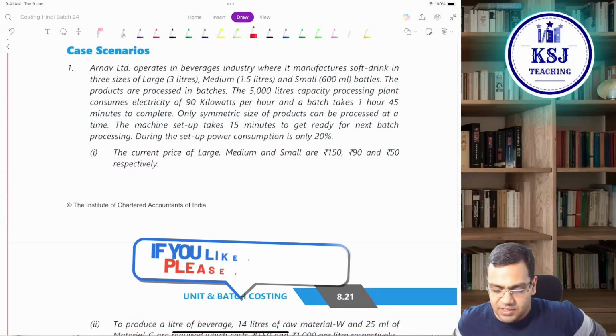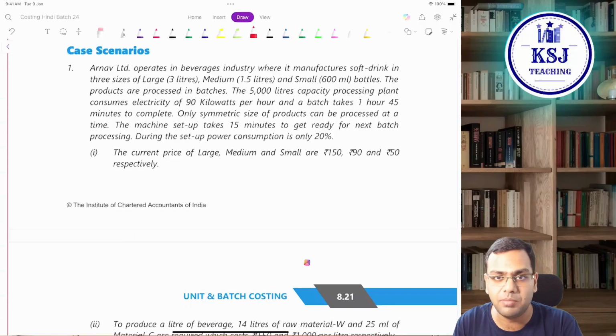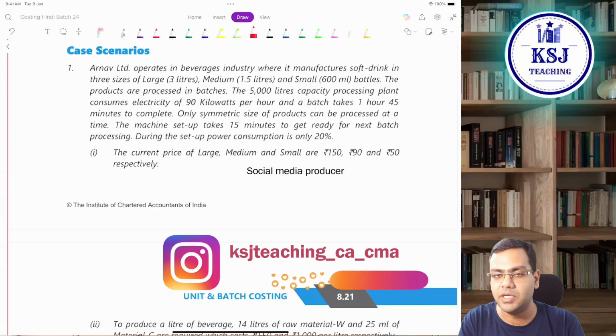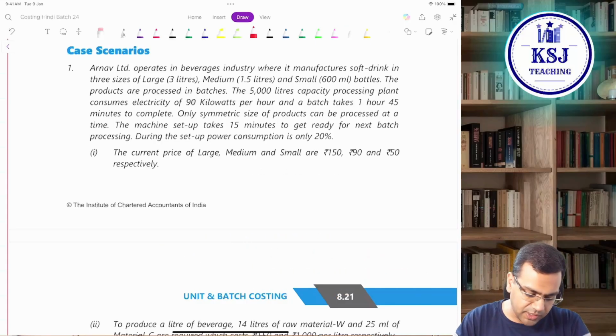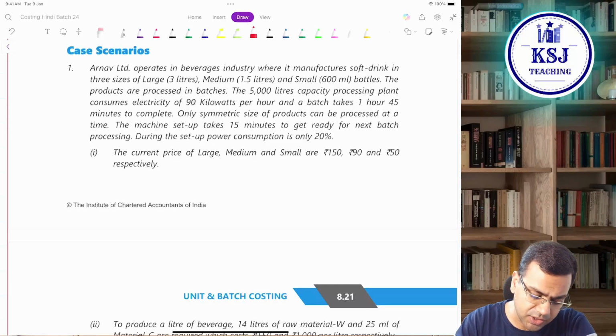Everyone, so let's now discuss the case study on unit and batch costing. A very interesting case study, a little bit on the lengthier side, right? So we'll go slow, we'll try to interpret it in the right way, that what all interpretations are required. So let's try to understand this case study on unit and batch costing.